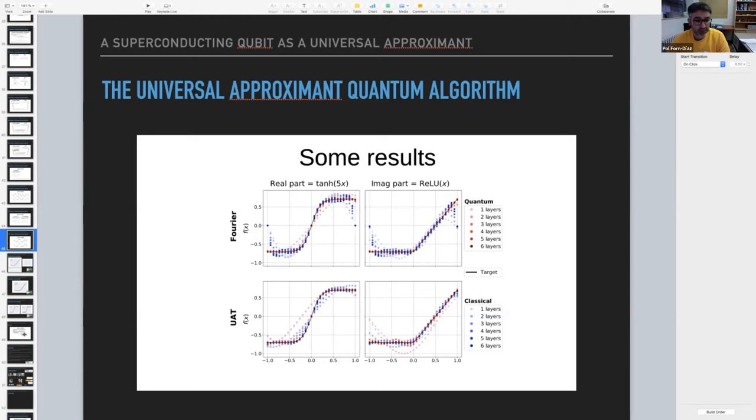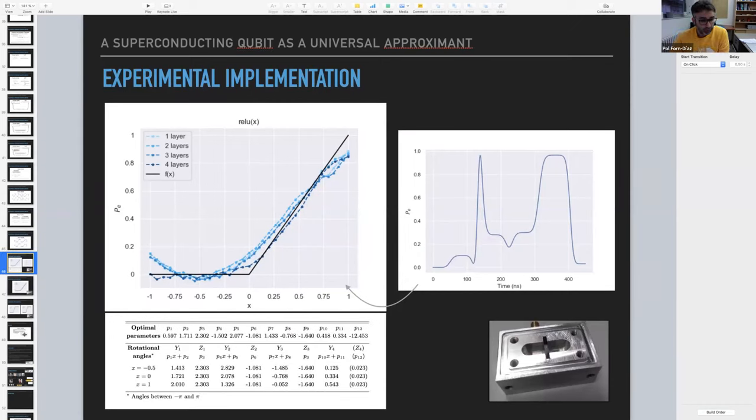All right, so this is theoretical. So now we go to the experiment and we implement this sequence of gates to our qubit. And so this is what we get. This is experimental data from this device. And again, for different numbers of layers, we see that the function that we are representing is becoming closer and closer to this black line. It's not perfect, so we can keep iterating, adding more layers to achieve an exact representation.